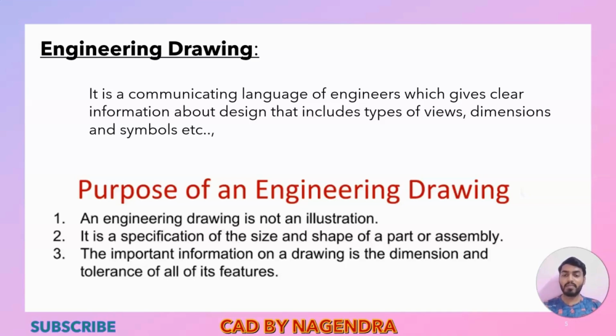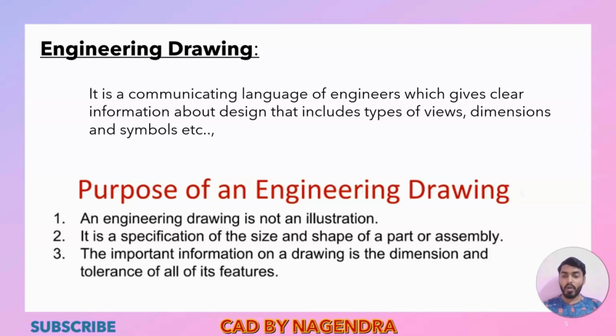Then it is a specification of the size and shape of a part or assembly. If I tell it directly with words, he will not be able to understand what dimensions to take, what tolerances to take and what shape to create. But if I represent it in a drawing sheet, he is able to see that engineering drawing sheet and understand what the size of that part is and what the shape of that part or assembly is.